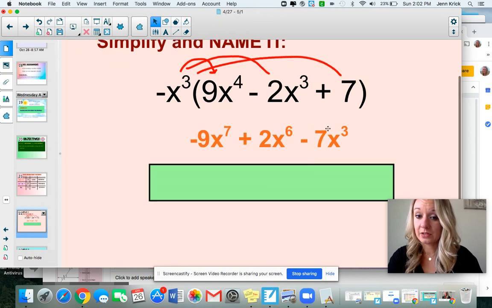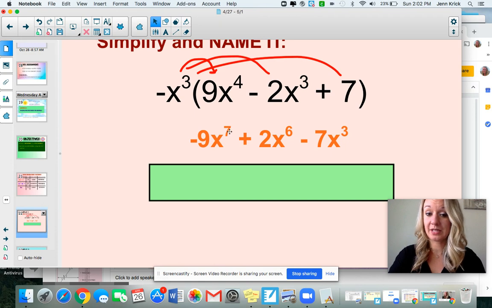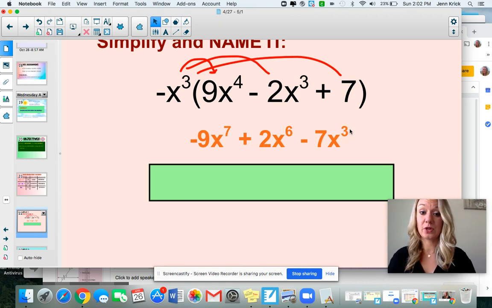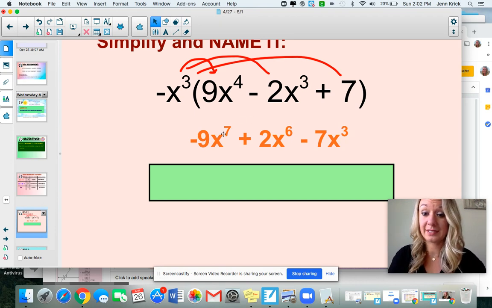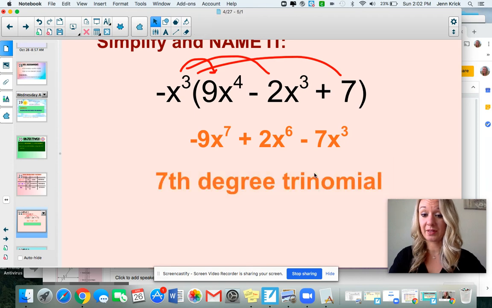After you've got this simplified version, you need to ask yourself, is it in standard form? I see x to the 7th, x to the 6th, x to the 3rd, so that's good because you have your highest exponents from left to right. Now you can also name it. Identify the degree: 7 is the highest exponent, so it'll be 7th degree. And there are 1, 2, 3 terms, so that's going to make it a 7th degree trinomial. So when we're multiplying and simplifying expressions, it's like using the distributive property. You just need to be cognizant about your exponents and knowing that we need to add them.